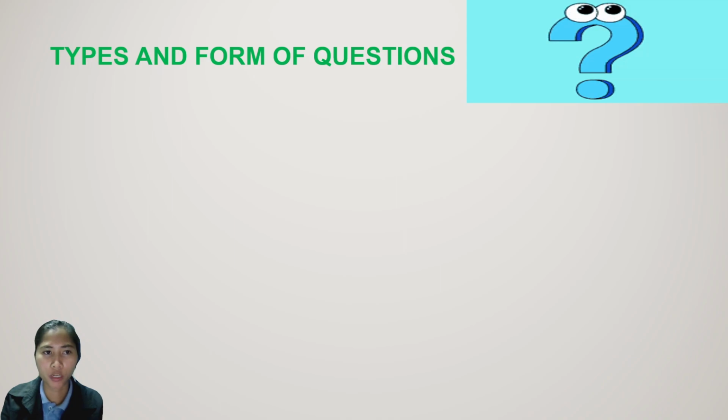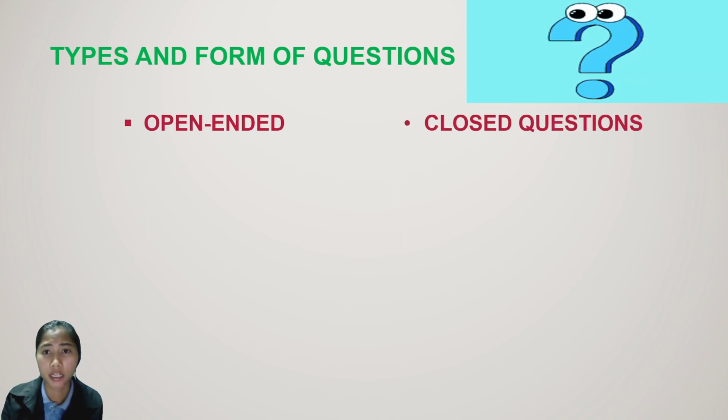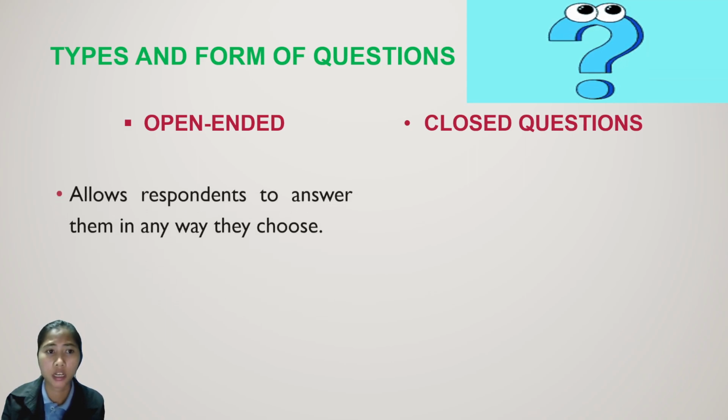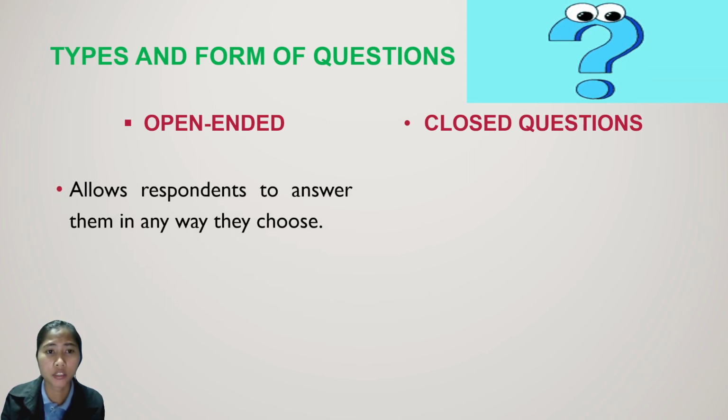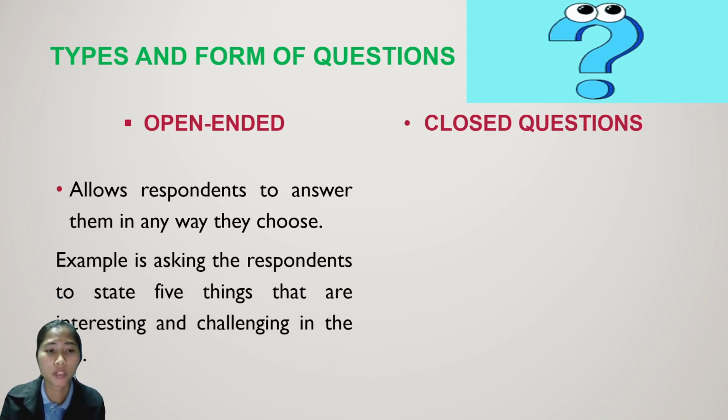Types and form of questions. We have open ended questions and closed questions. Open ended questions allow respondents to answer them any way they choose. An example is asking the respondents to state five things that are interesting and challenging in the job.